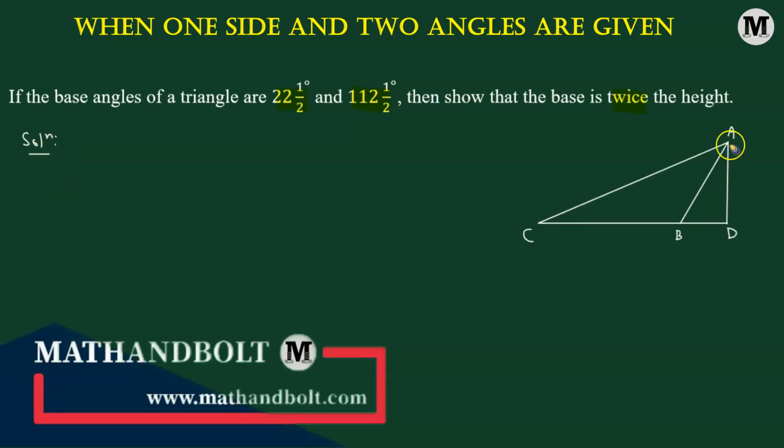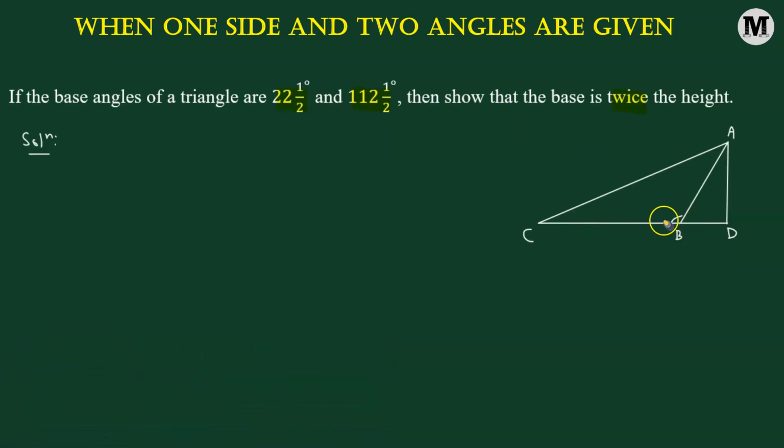So here we have the triangle ABC. The base angles are given. Let's say angle B is 112.5 degrees, so half means that's simply 0.5. So 112.5 degrees is the angle measure of B, and the angle measure of C we're going to consider as 22.5 degrees.